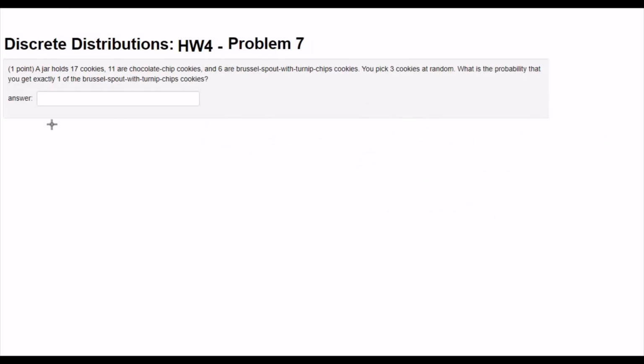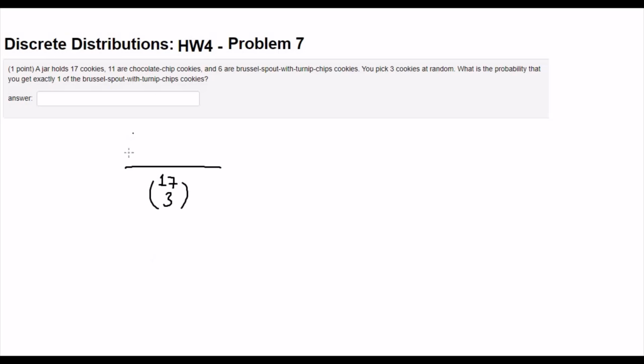Problem number 7. A jar holds 17 cookies. 11 are chocolate chip cookies and 6 are Brussels sprout cookies. You pick 3 cookies at random. What is the probability that you get exactly one of the Brussels sprout cookies? So here our denominator is the size of the omega, which is we are picking 3 cookies out of 17. So 17 choose 3 is our denominator.